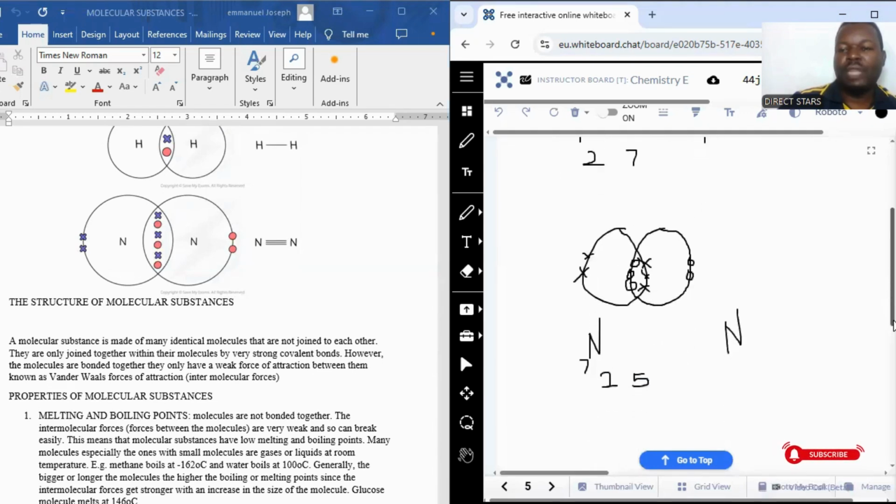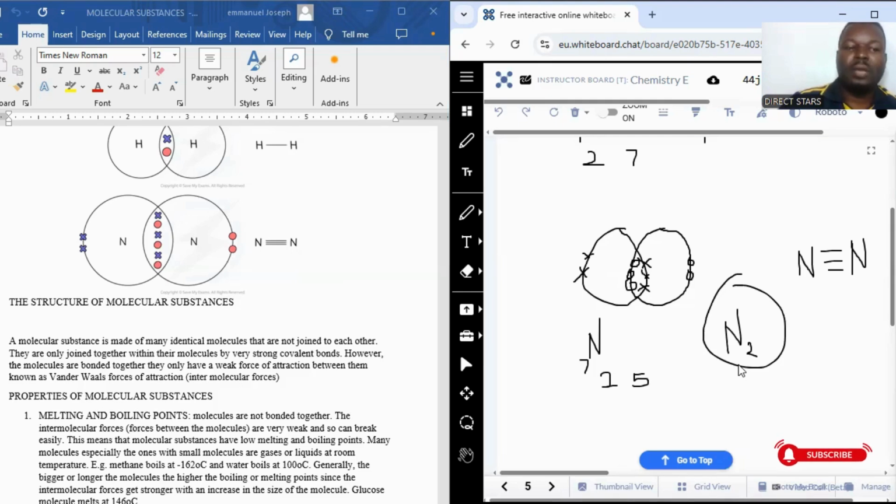But for nitrogen, what was shared for each atom is 3 each. So there's a bond between this and this, there's a bond between this and this, and there's another bond between this and this. So that makes the nitrogen molecule have a triple bond, 1, 2, 3, because they shared 3 electrons each among themselves. And that gives rise to the nitrogen molecules.